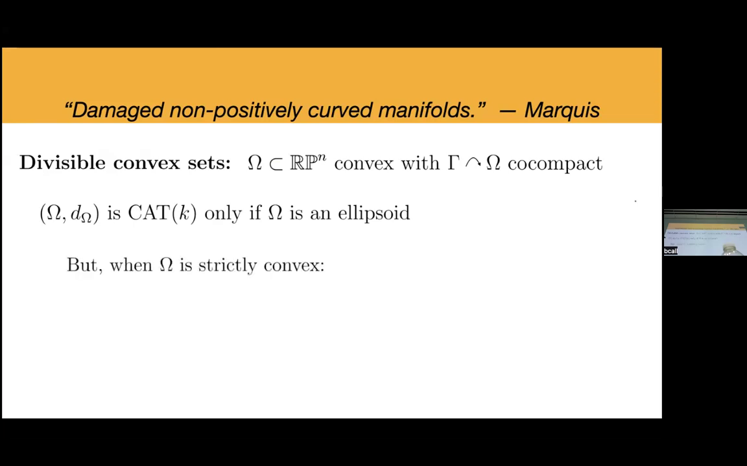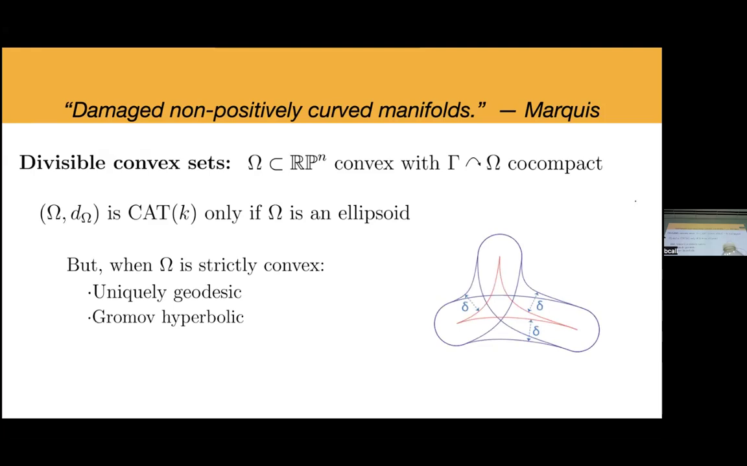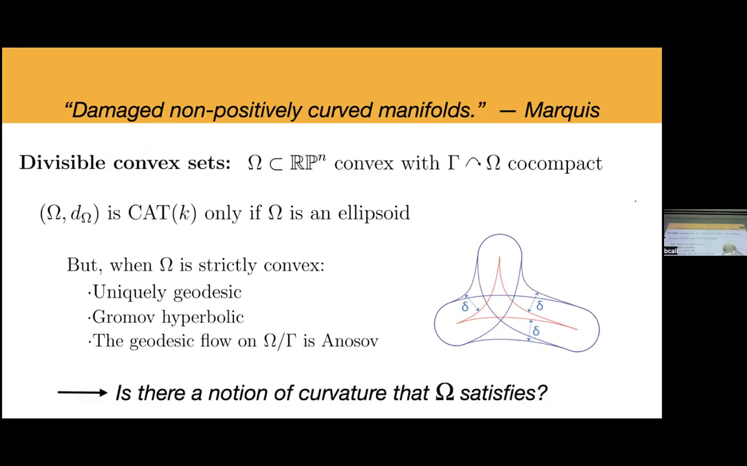So when you're strictly convex, though, you still get some negative curvature things happening. For example, you're uniquely geodesic. Also, fun fact, that's an exercise that Jeff gave me when he was bored, potentially, or I guess so I wouldn't be bored. So that was an exercise that could be fun to talk about as a question after this. You also get that they're going to be Gromov hyperbolic if you're strictly convex again. And also the geodesic flow on it is going to be Anosov. That's like the only dynamics-y thing that I'll say for the rest of this talk. So sort of the big question might be, is there some notion of curvature that omega does satisfy?